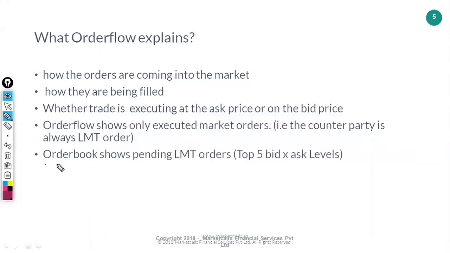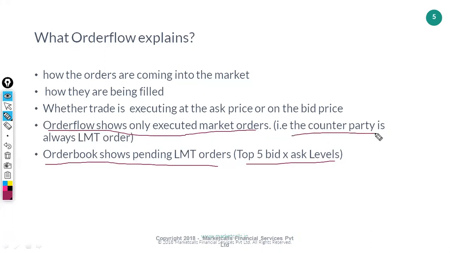Only from your order book can you visualize the pending limit orders, I mean the top 5 bid and ask levels. Whereas order flow shows executed market orders. So as I said, the counterparty is always the limit order.